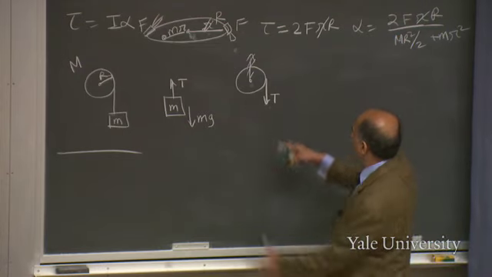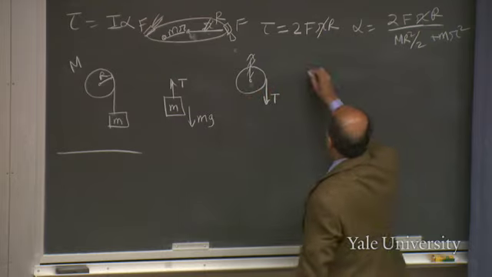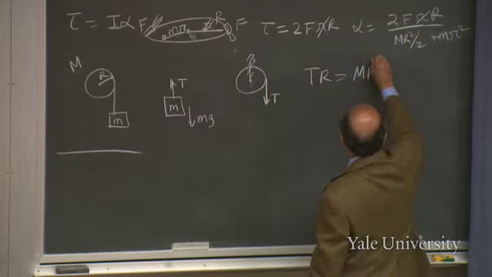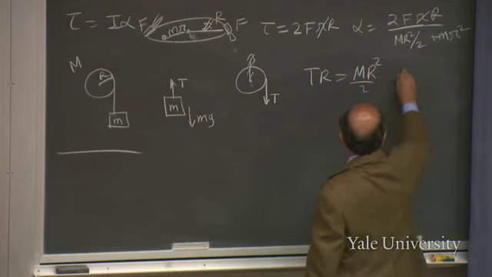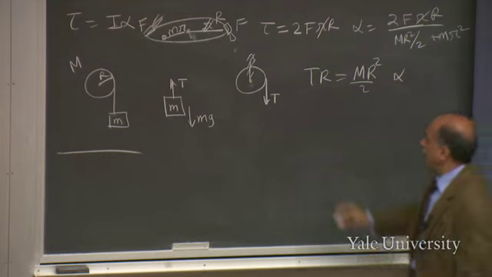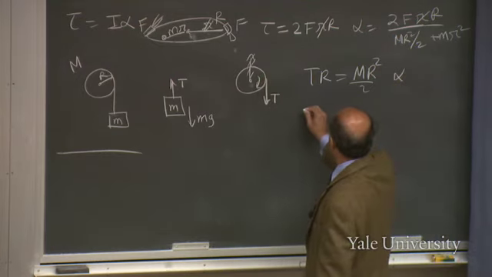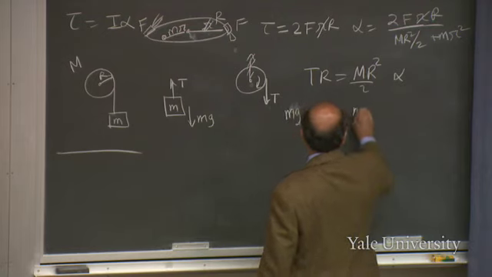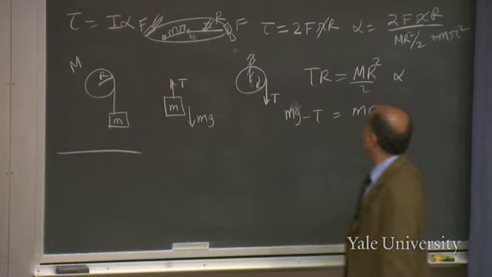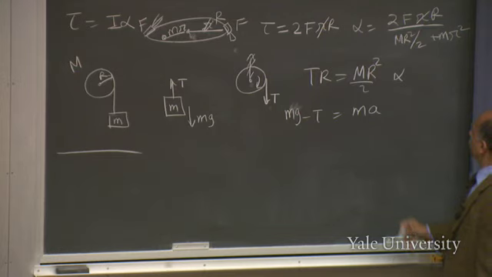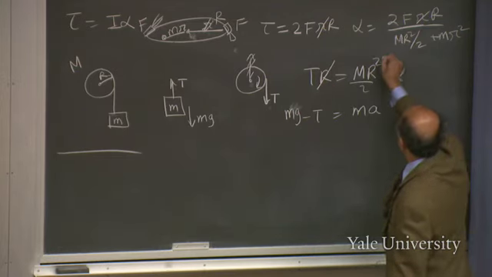This T is trying to rotate it this way, and I know that T times r is the torque, and that's going to be mr squared over 2 times alpha. But alpha is the angular acceleration of this guy. For the mass, it is mg minus T equals ma. So let's go and cancel 1 power of r here.